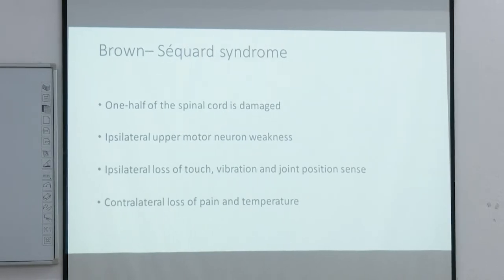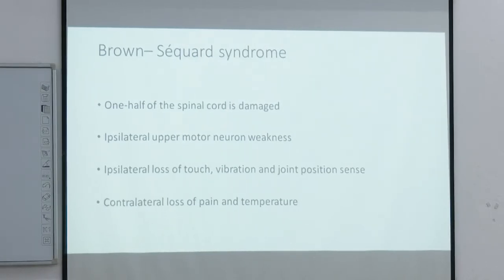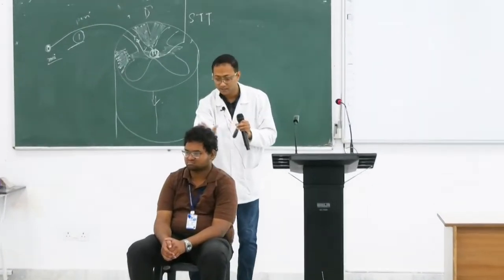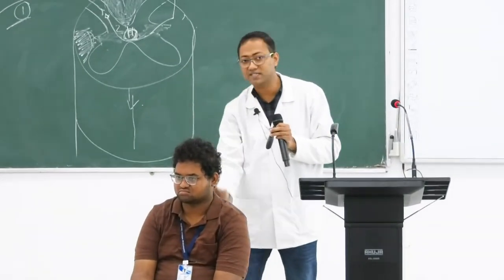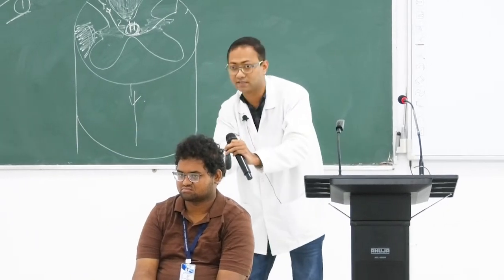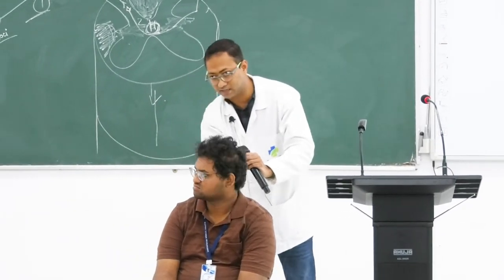Now, Brown-Sequard syndrome, very important, it is very frequently asked in the examination. What is Brown-Sequard syndrome? Brown-Sequard syndrome is hemisection of spinal cord, correct? So, if I transect the spinal cord not totally, but only one side, say for example, only the right side, what will happen?